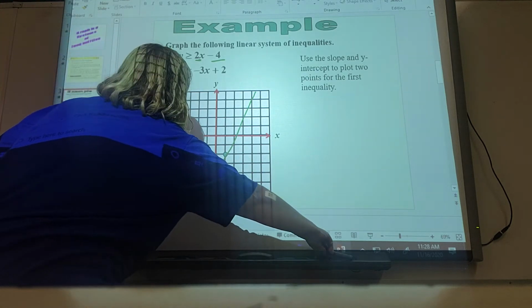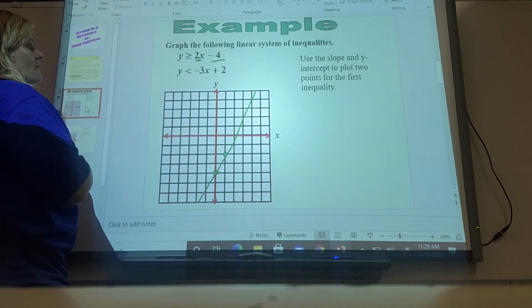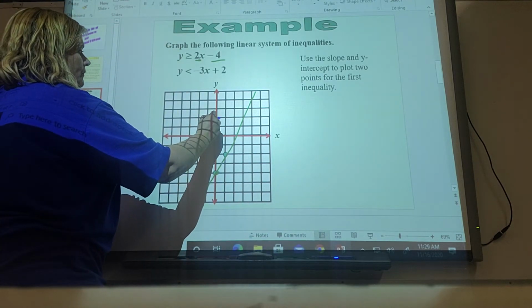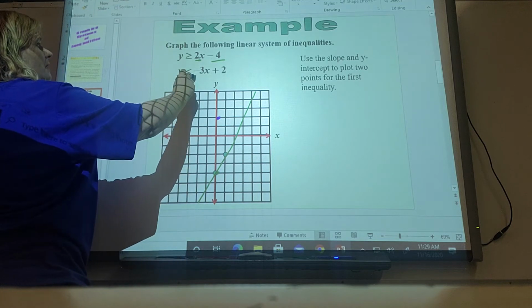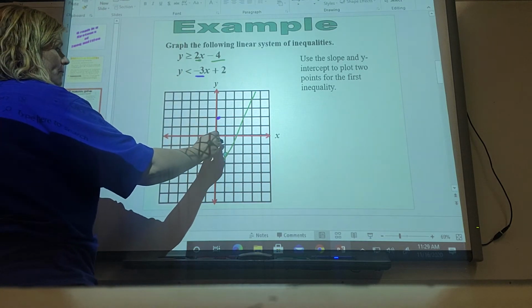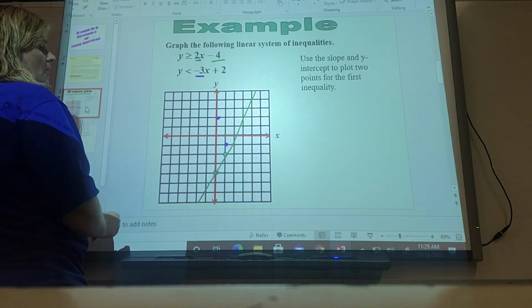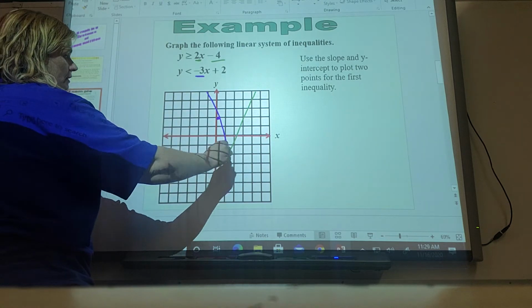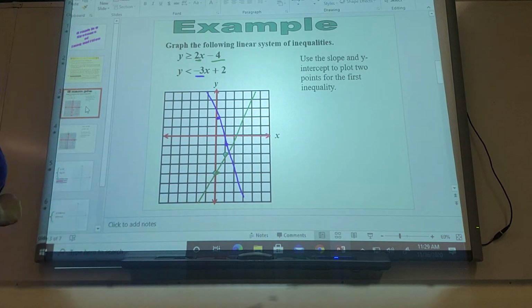Okay, here we have a positive 2 on the y. That's the y-intercept. The slope is -3. That means we go down 3 from that point and over 1. We draw the line. And now we're going to check on shading.